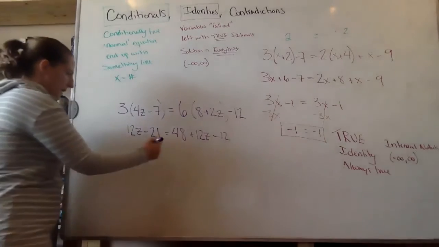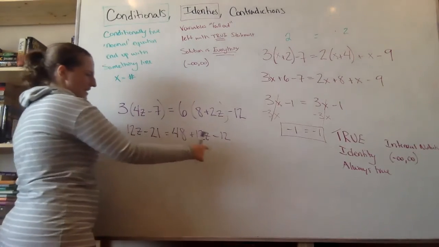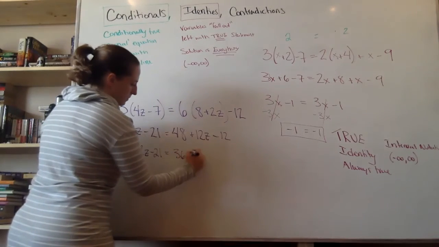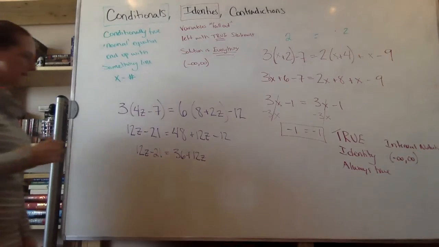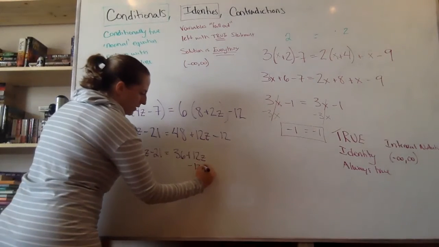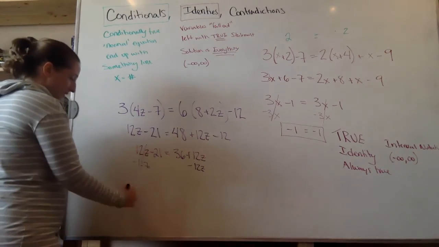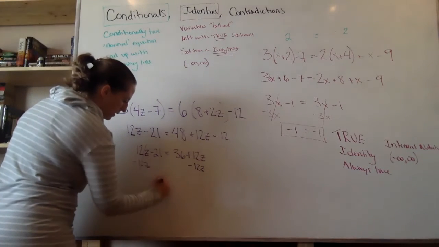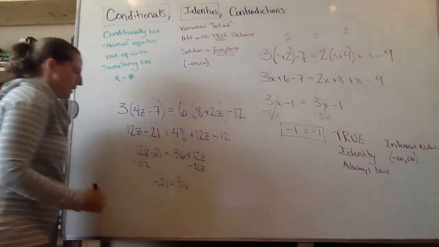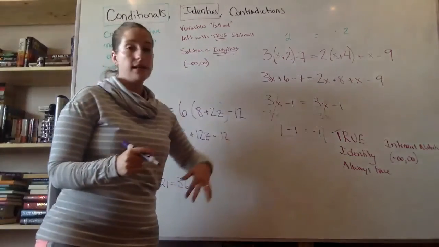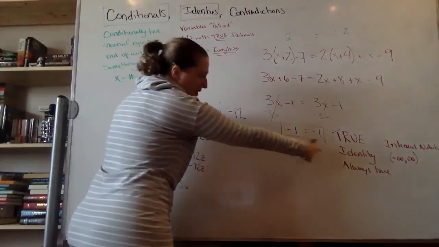Okay, I'm going to simplify by collecting like terms. I've got 12z minus 21 equals 48 minus 12 is 36 plus 12z. Yeah, maybe you're starting to notice something here. I'm going to try and get my z's on the same side. So I'm going to subtract 12z from both sides. Well, 12z minus 12z cancels, and I'm left with negative 21 equals 36, since 12z and 12z cancel. So just like over here in our identity, my variables fell out. I don't have any more variables. But here I was left with something true. Negative 1 does equal negative 1.